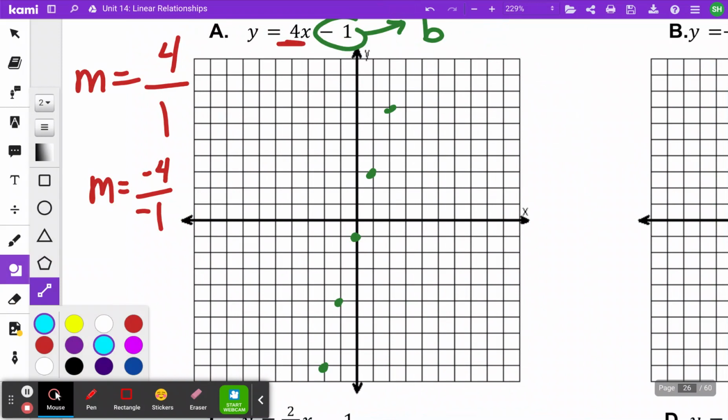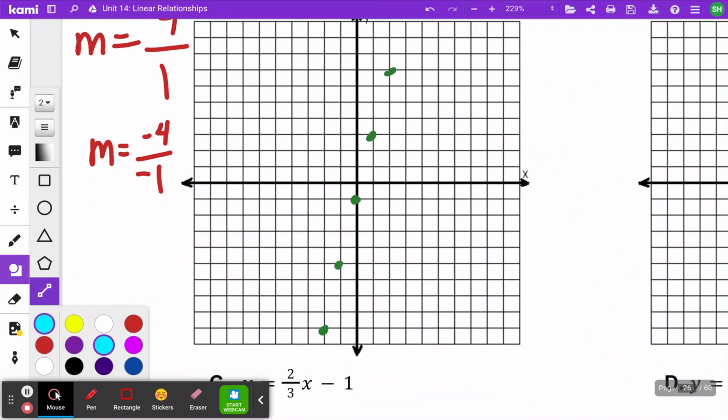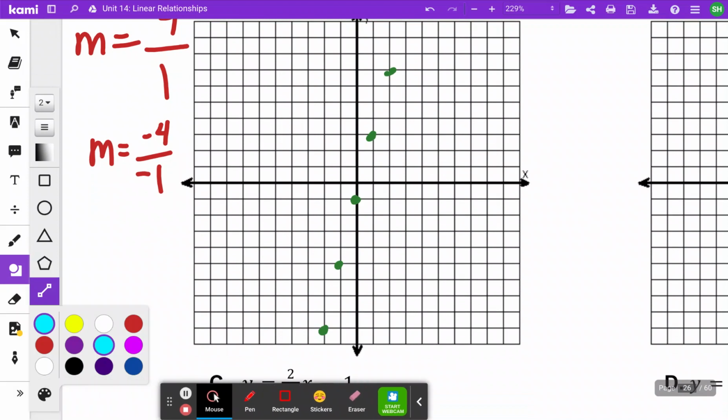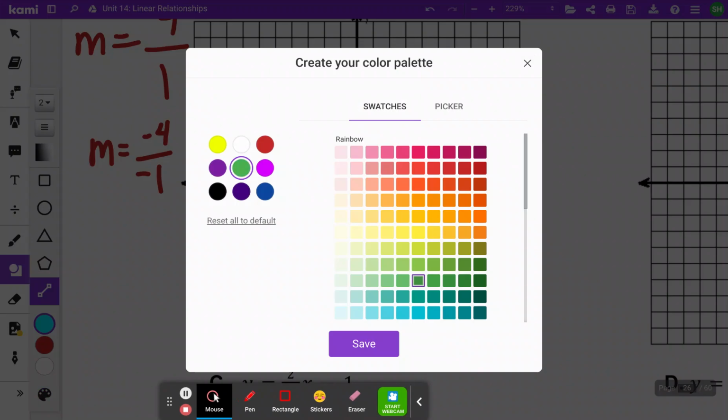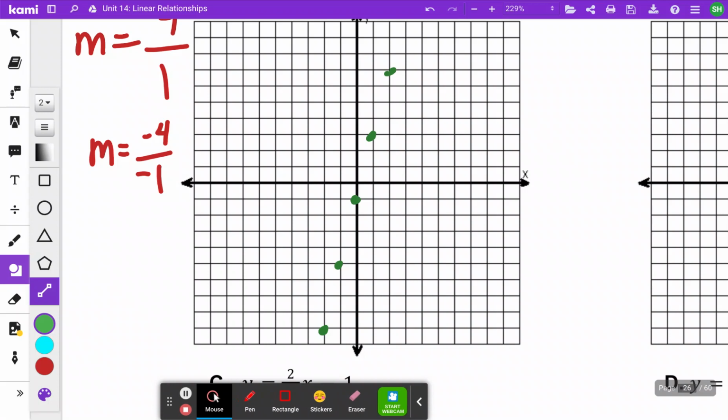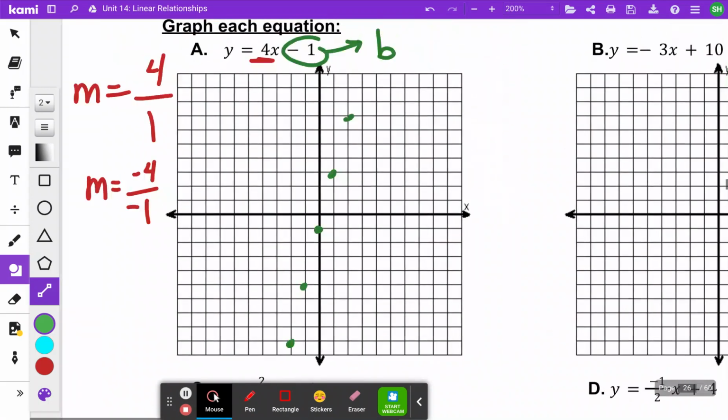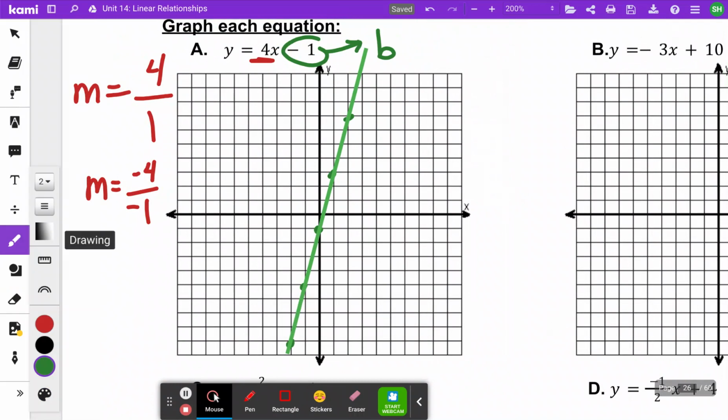So what I'm going to try to do here is get my green back because it is gone now. Unfortunately, it is blocked for me. There we go. Get my green back. And I can connect these dots to form a line that connects all of them. Light green instead of dark green, but it'll work. They're connected.